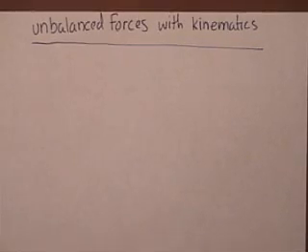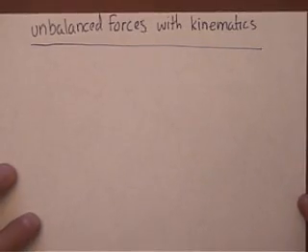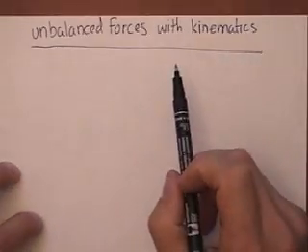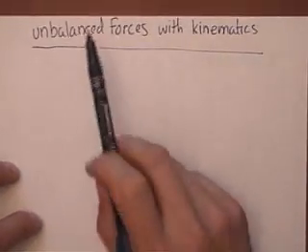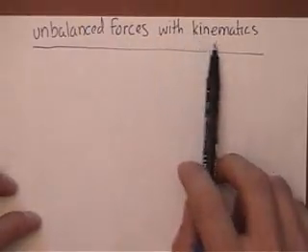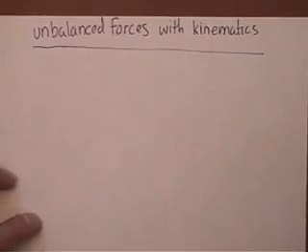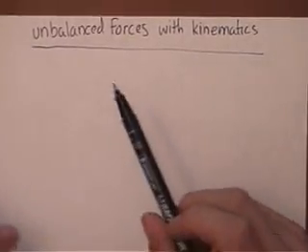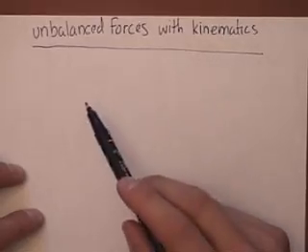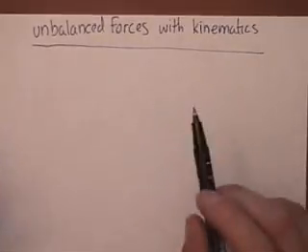Alright, this is unbalanced forces with kinematics. So really what we've got is any situation where your forces are going to be unbalanced. As a result, you're going to get an acceleration, and then we're just going to use that acceleration with our kinematics formula. So you can use this on flat surfaces, tables where the pulley's on both sides, a cliff with a pulley, any kind of situation.